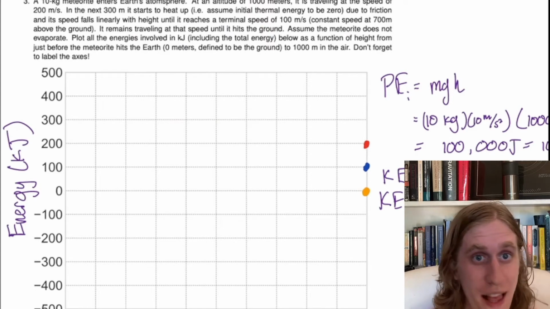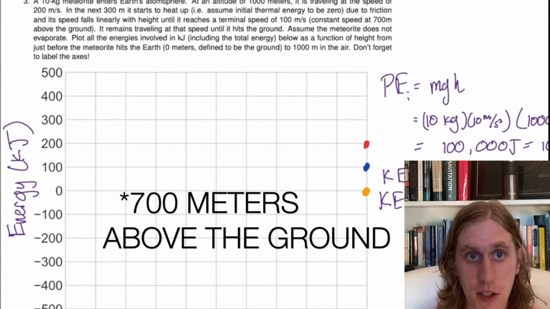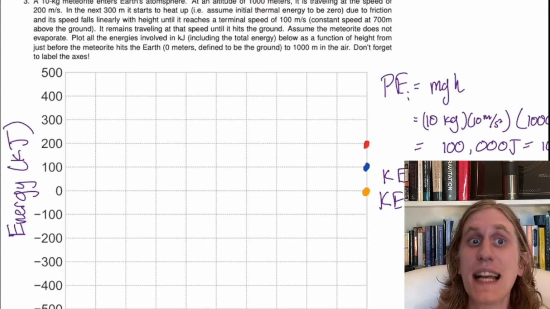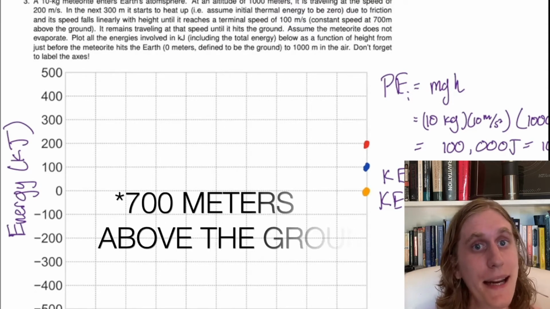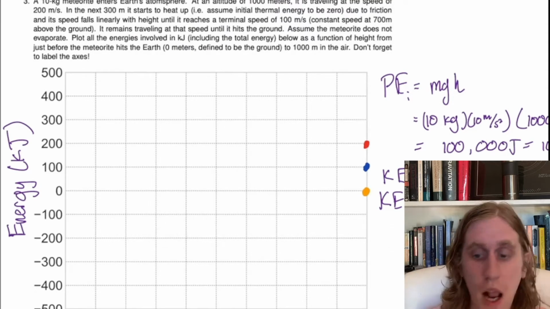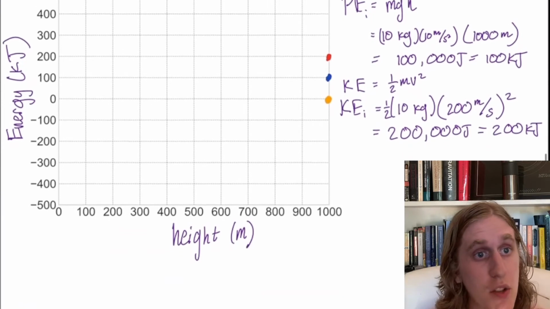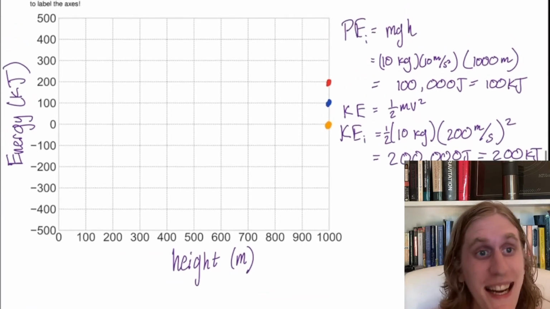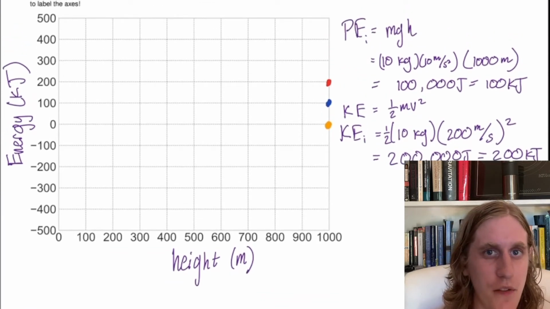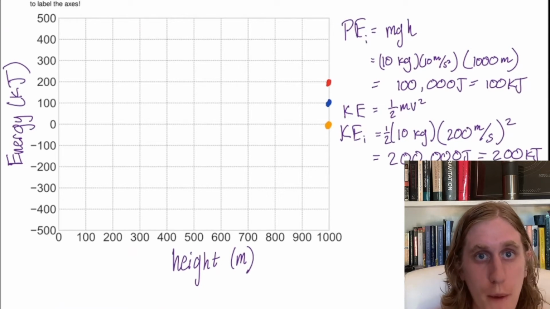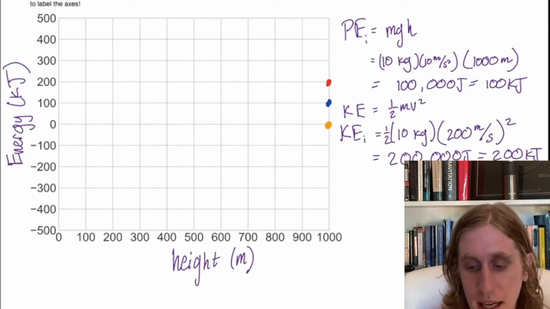So we can do the exact same thing that we did before. We can calculate the gravitational potential energy at 700 meters, and we can calculate the kinetic energy because we're given the speed at 700 meters. I trust that by this point in this course, you're capable of plugging in numbers to the kinetic and gravitational potential energy equations. So I'm not going to write this out, I'm just going to write down the answers.